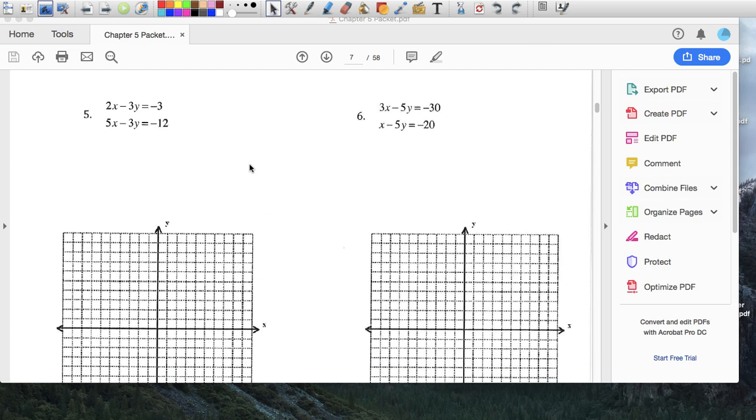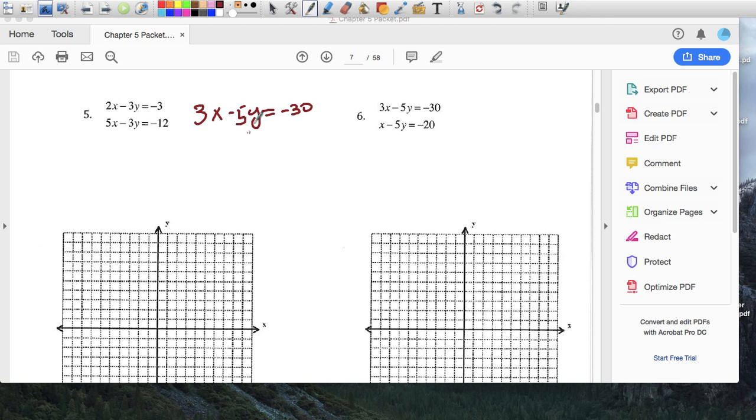We did number 5, and so I'm going to do number 6. Now you notice that in number 6, both of these equations are not in the y = mx + b slope-intercept form. So I'm going to take 3x minus 5y equals negative 30, and I'm going to change that.